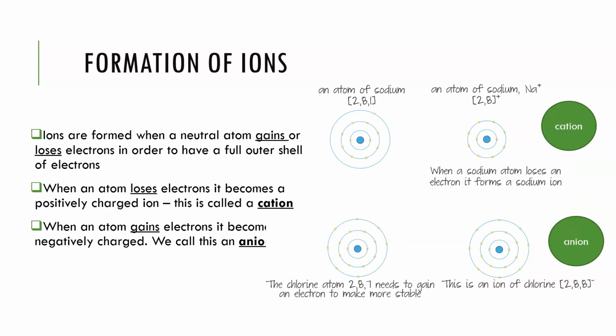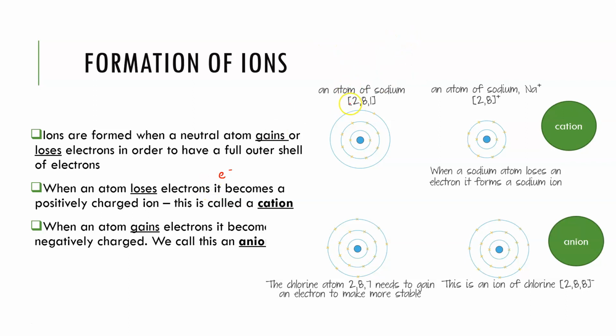You may recall that the formation of ions is due to the loss or gain of electrons. So a neutral atom gains or loses electrons in order to complete its outer shell, to have 8 electrons in its outer shell. If an atom loses electrons, remembering that electrons are negative, it will become positively charged, and we call this a cation.